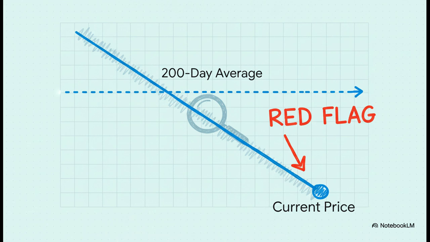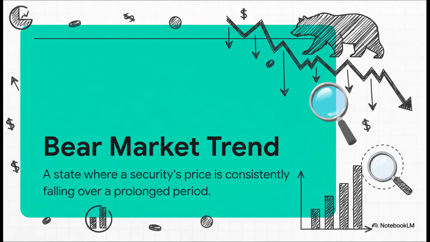That current price is trading below its 200-day average. Now, for analysts, that's a pretty significant red flag. It tells us the stock's recent performance is weaker than its longer-term story. And when a stock is consistently trading below its long-term average like this, analysts have a name for it, a bear market trend. This isn't just a feeling, it's a technical label based on the hard data we just saw. It means pessimism is kind of in the driver's seat.